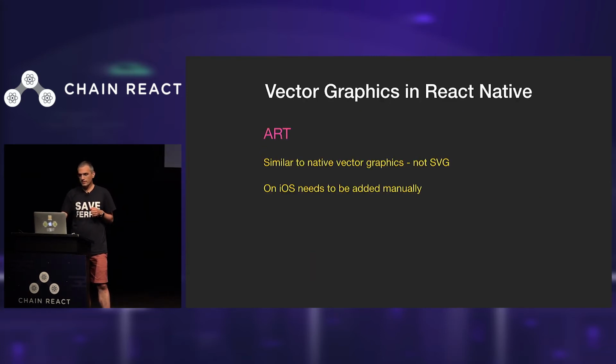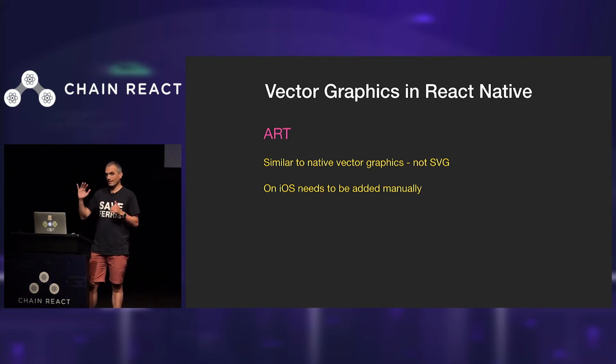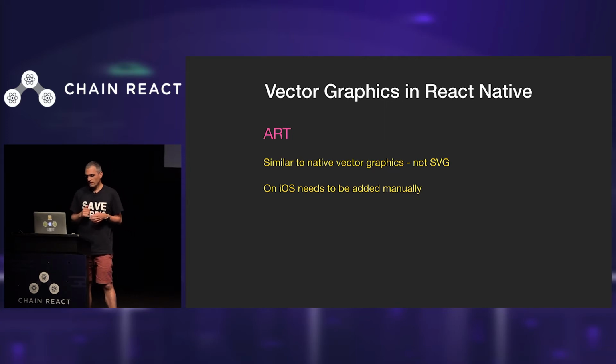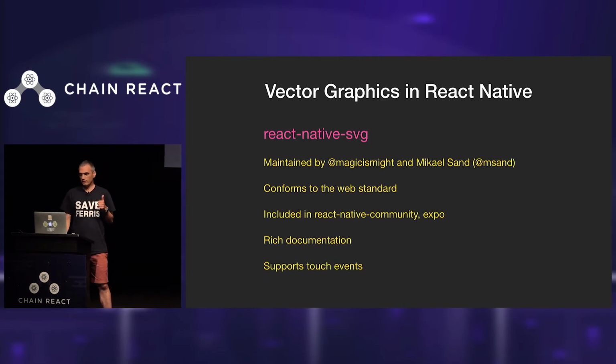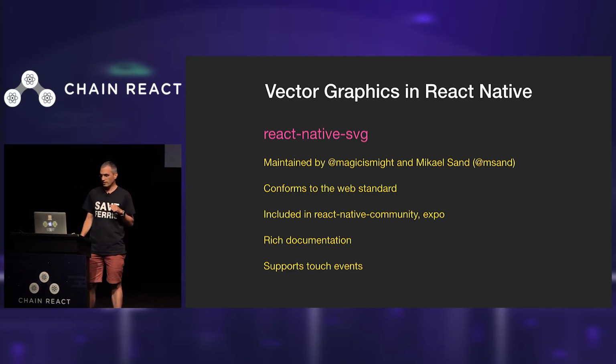So, React Native. Actually, React Native ships with a vector graphics library called ART. It's not exactly SVG. It uses different components, but it's in React Native, and it works cross-platform. On iOS, you have to manually add it because it poses some sort of burden on the bundle size. Another way to go, and actually the more recommended way, is to use a package called React Native SVG. I'm going to talk about this package from this point on.